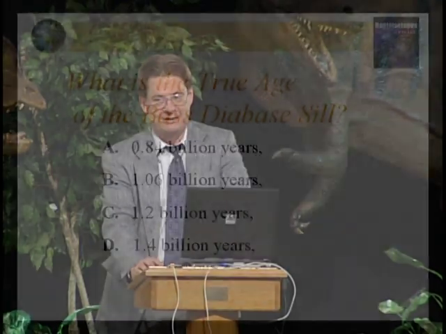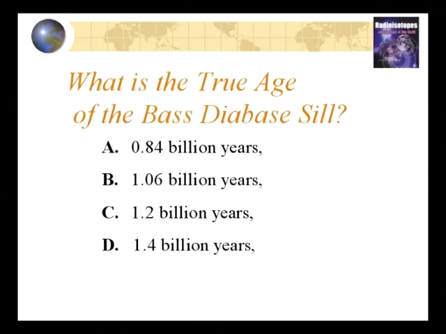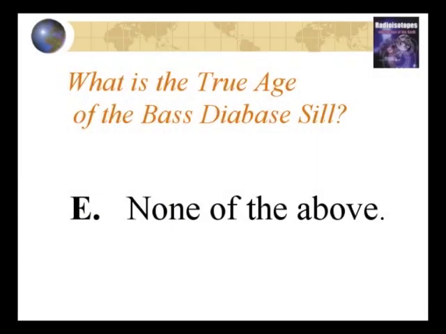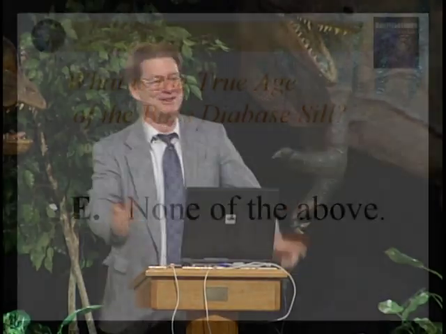Or E, what would E be? None of the above, okay? Now here's what I could argue. I can argue none of the above. None of the above, there we go. Could that be the answer to this question? What is the true age of the diabase sill at Bass Rapids and in Grand Canyon?